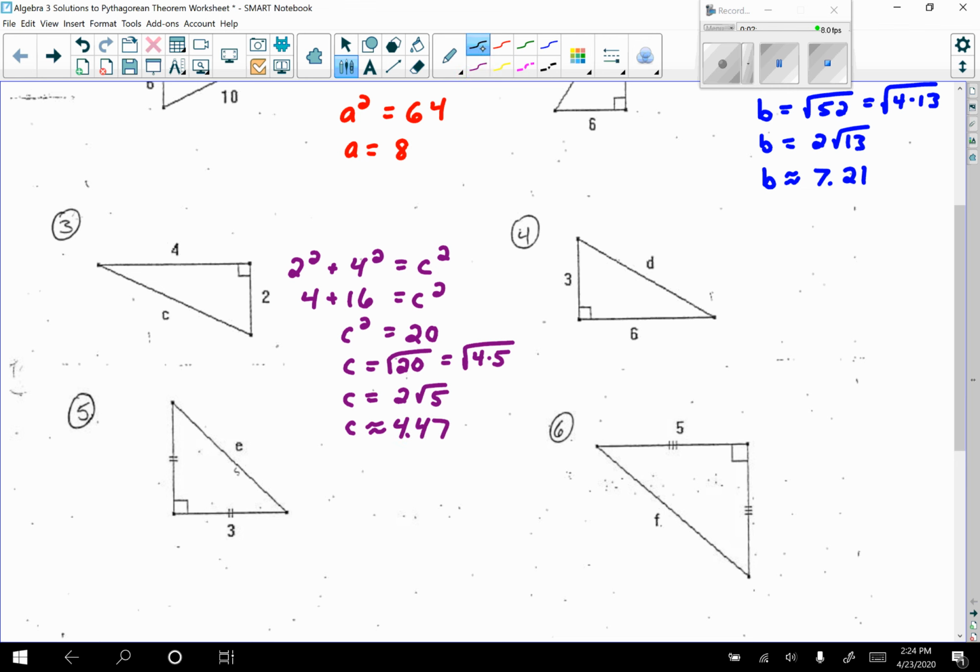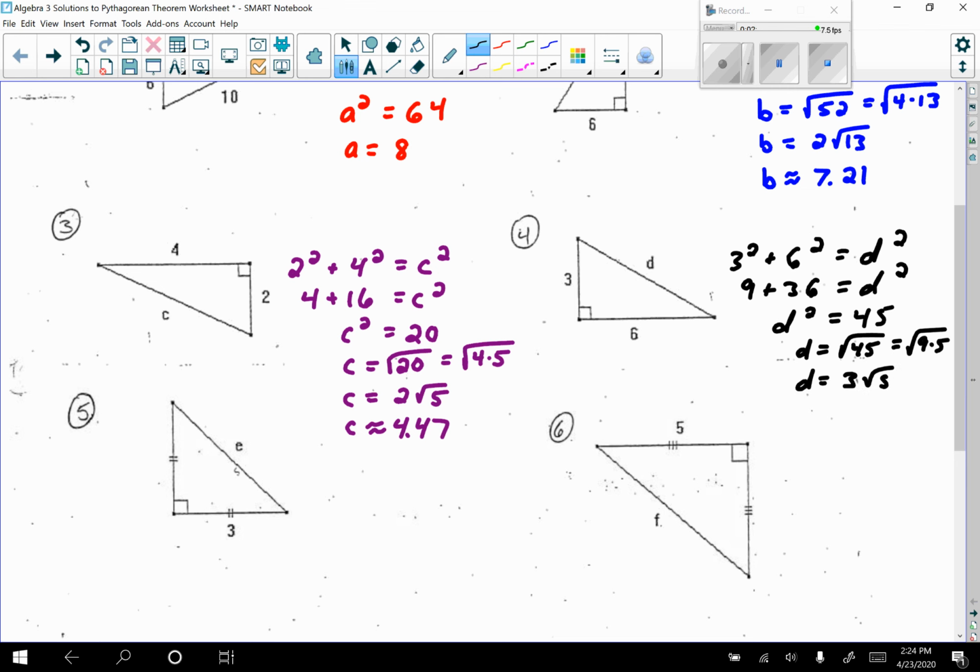All right, and number 4, again, our two legs are given, so we have 3 squared plus 6 squared equals d squared. So we're going to get 9 plus 36 equals d squared. So d squared is going to equal 45. d is equal to radical 45. And to factor this, we're going to say it's 9 times 5. So the exact answer is 3 radical 5. Again, for the approximation, all you have to do is type in radical 45, and we actually get 6.7. It's actually 6.708, so it's going to round to 6.71. So make sure that you have a 1 there. You're not just leaving it as a 0 because there's an 8 after it.